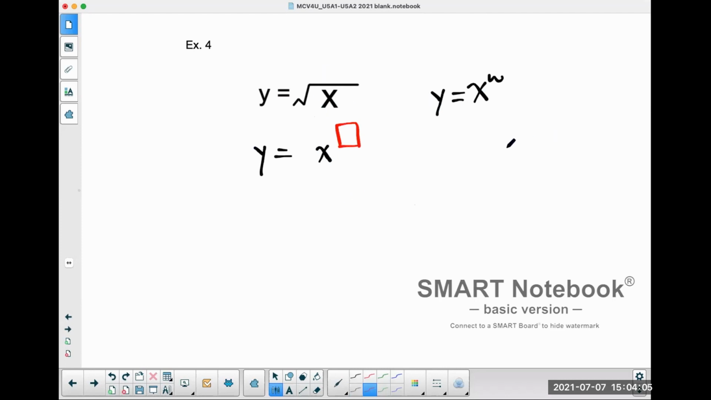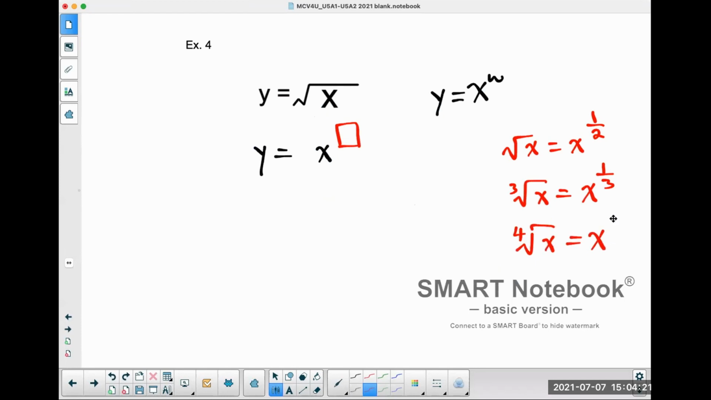Well, we learned that if you have a square root, it's x to the power of 1/2. If you have a cube root, it's x to the power of 1/3. If you have a fourth root, it's x to the power of 1 over 4. So I can actually rewrite a square root into x to the power of n.